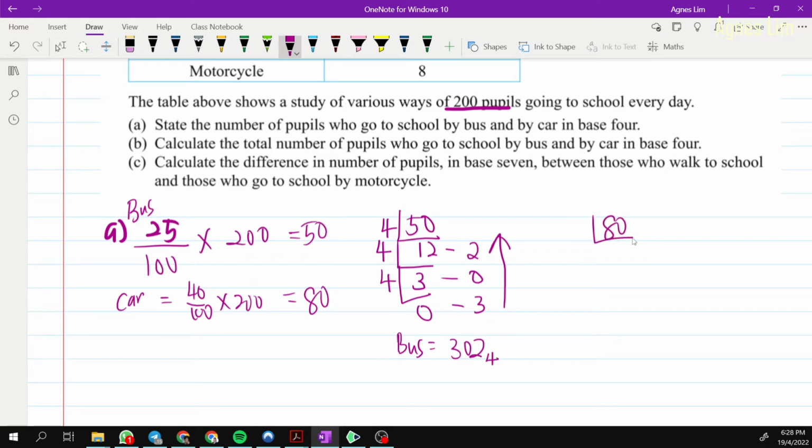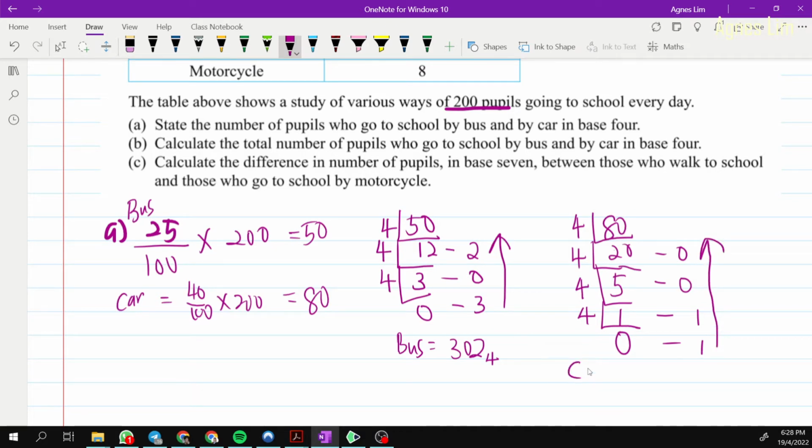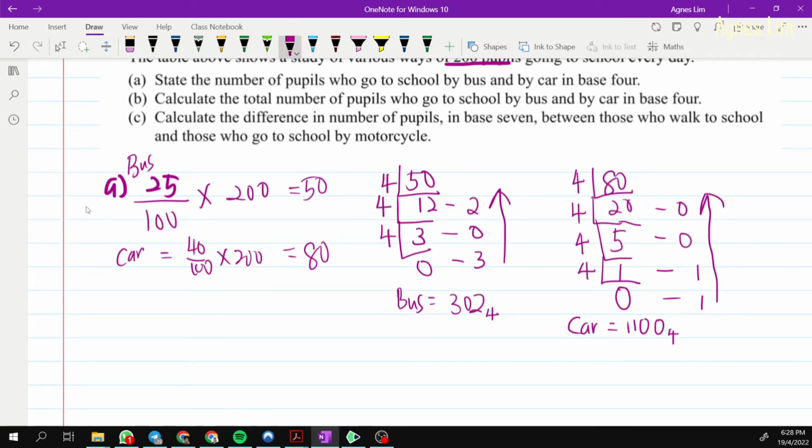For car, divide by 4, you get 20, no remainder. Divide by 4 again, you get 5, no remainder again. Divide by 4, you get 1 with 1 remainder. Divide by 4 again, cannot divide, so we have 1 remaining. So for car, there is 1100 base 4. So far okay? Any question you ask me on WhatsApp, because I cannot directly answer you right now.